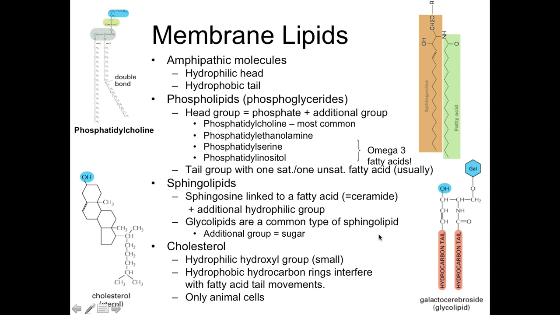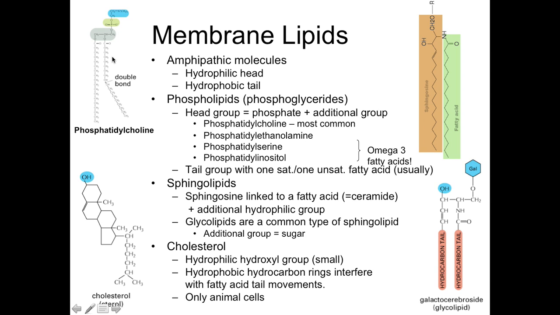Now, I'm assuming you guys are already familiar with the basic biochemistry of a phospholipid. Up here in the upper left, you see phosphatidylcholine, and you can see the basic shape of a phospholipid where you have the phosphate head group, you have the glycerol backbone, and you have these two fatty acid tails. Now, these fatty acid tails in phospholipids, especially membrane phospholipids, tend to have one fully saturated fatty acid and one monounsaturated fatty acid, and that helps to maintain the proper viscosity of the membrane.